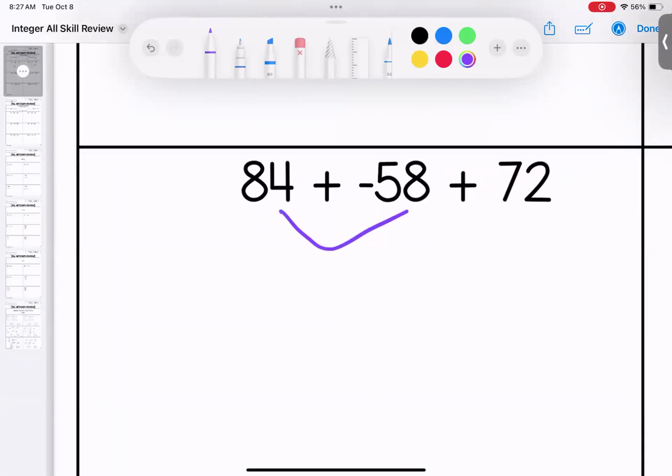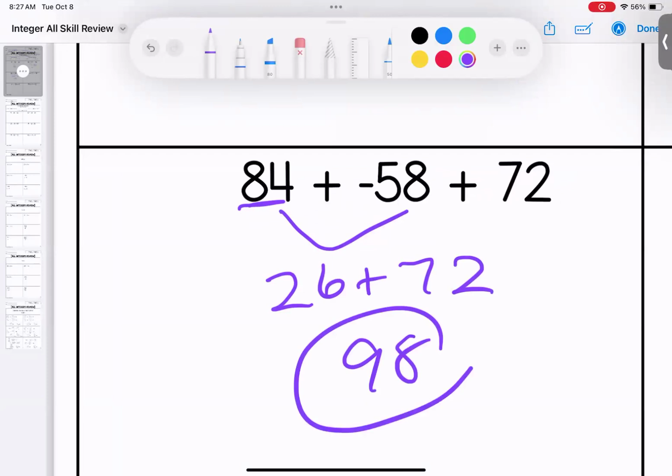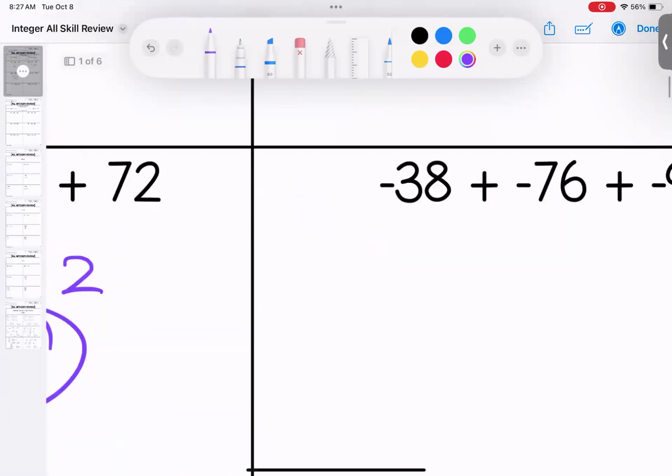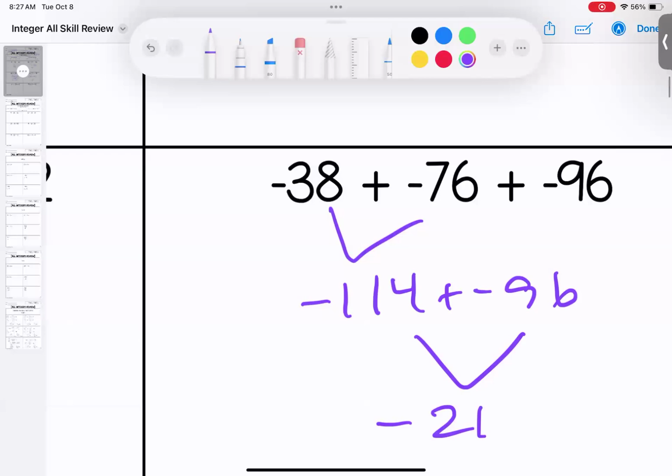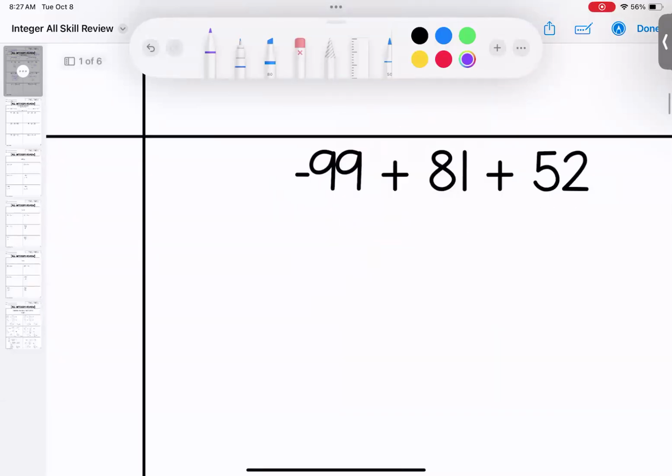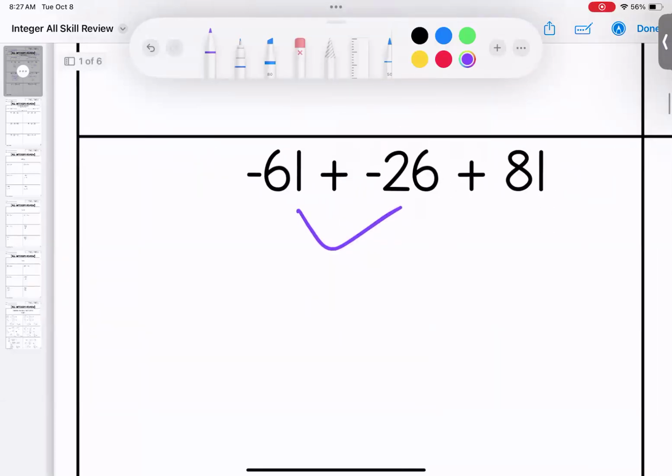Opposites subtract. Make sure the 84 goes on the top and the 58 goes on the bottom so that we're borrowing properly. We end up with 26. Positive because the larger number is positive. Add these together, we end up with 98. Same sign, they're going to grow in their negativity. Same sign, they grow.